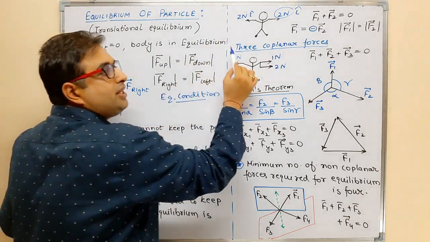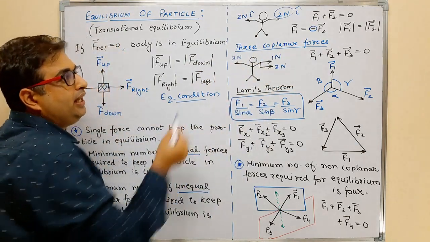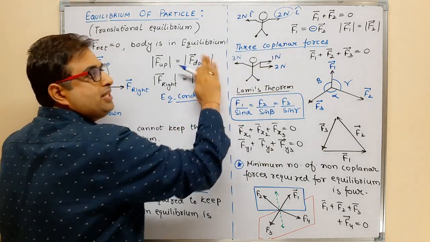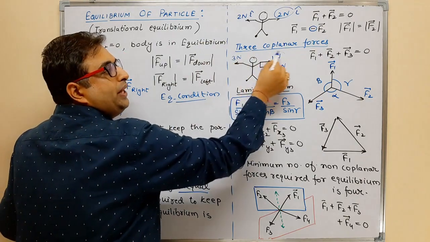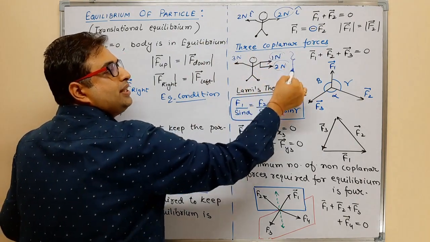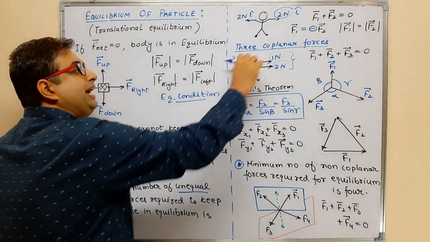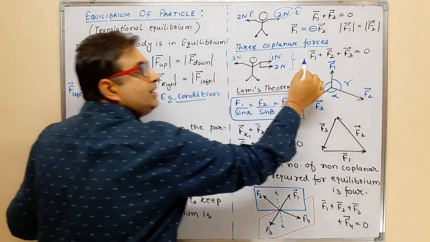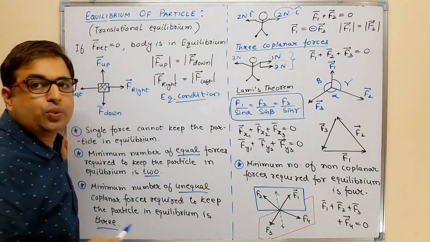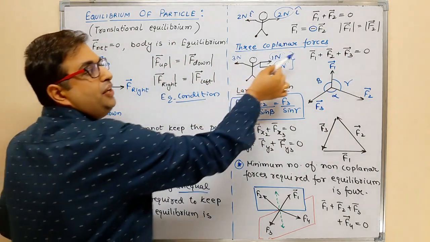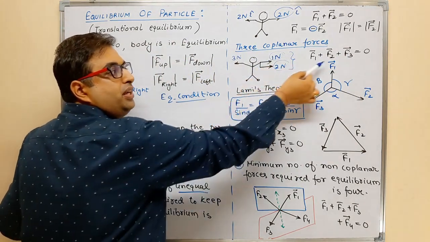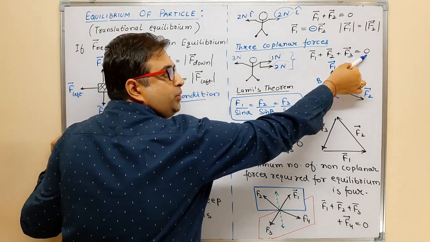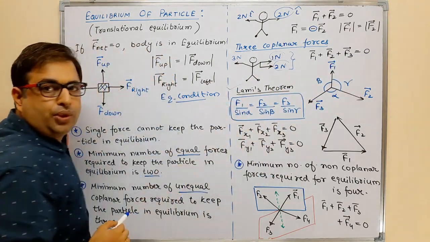Now let us take 3 coplanar forces. I am taking a simple example. These are in the same plane. 1 Newton, 2 Newton, the resultant is 3 Newton. And if you apply 3 Newton in opposite direction, the resultant of the 3 forces will be equal to 0. And we have a special condition for resultant of 3 forces equal to 0, that is Lami's Theorem.